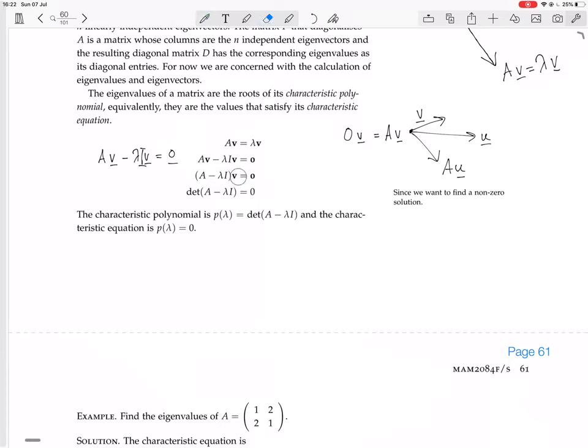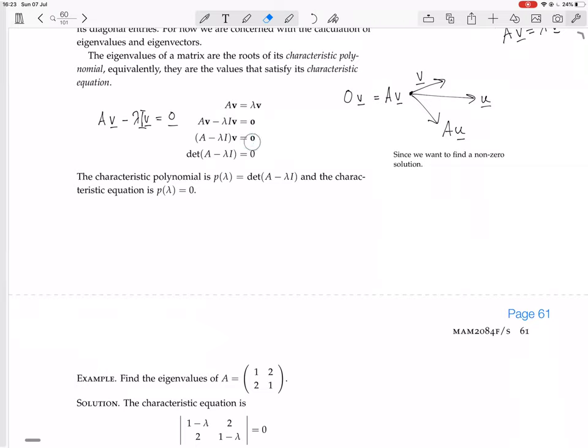Now you can factorize out the v because now you have A minus lambda I, and that identity matrix is n by n, so lambda I is also an n by n matrix. Now you have a matrix minus a matrix of the same size, so it's valid. So this little trick allows you to factorize out the v. So we have (A minus lambda I) v equals 0.